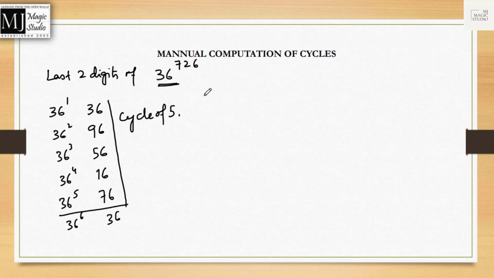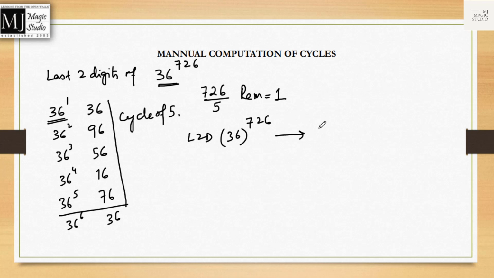That means the power 726 needs to be divided by 5 and we need to find the remainder. When 726 is divided by 5, remainder is 1. If remainder is 1, it is nothing but the last two digits of 36 to the power 1. So the last two digits of 36 to the power 726 would be the last two digits of 36 to the power 1, that is equal to 36.